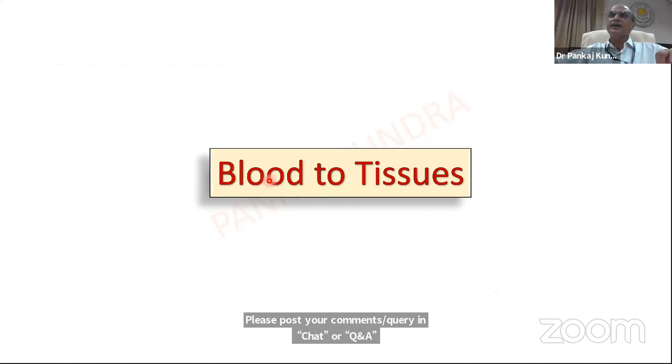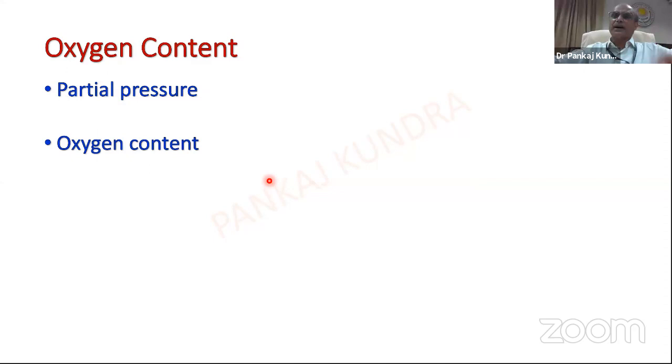Now let's go to the other part, that is, blood to tissues. How does the oxygen go from the blood to the tissues? The most important part is the oxygen content. If you look at it, there are two factors which we need to consider: one is the partial pressure of oxygen, and the other is the oxygen content. What is the relevance of the two?